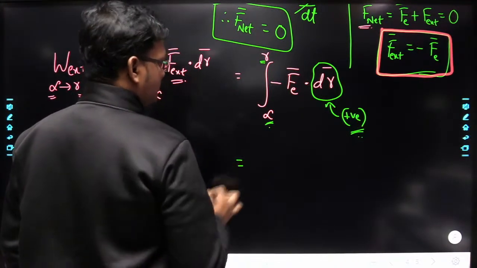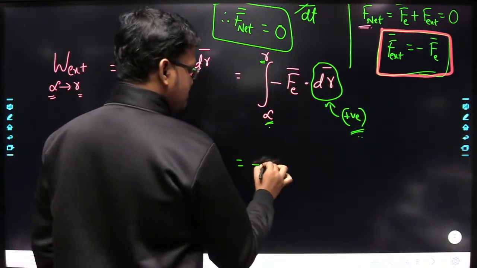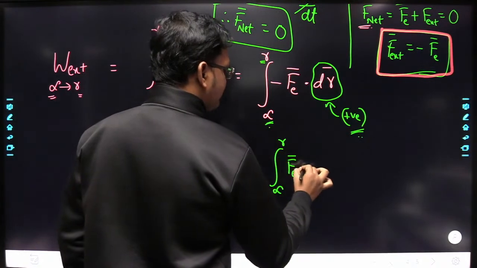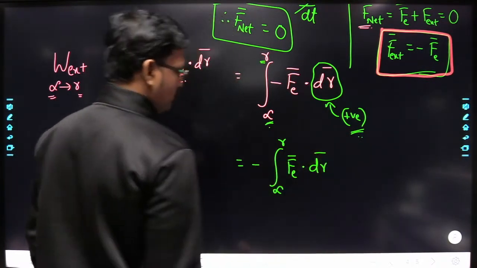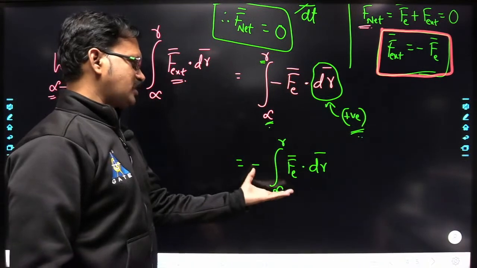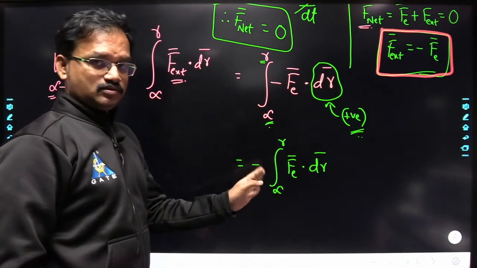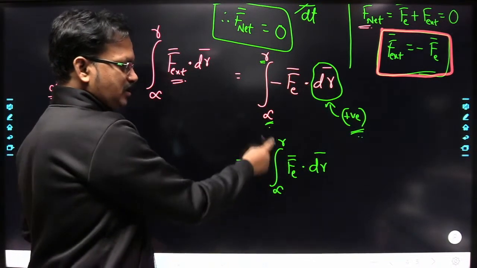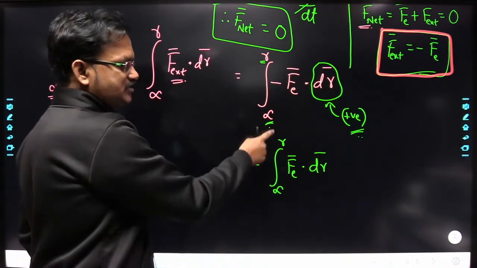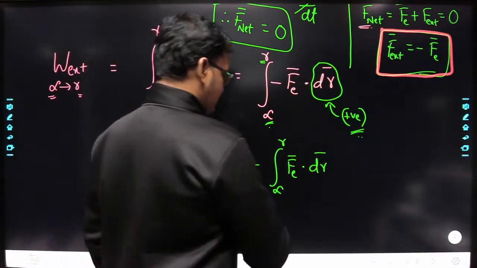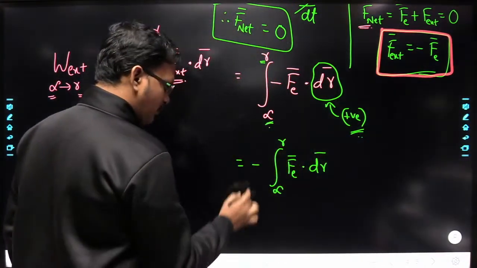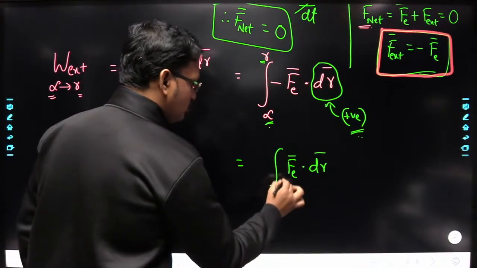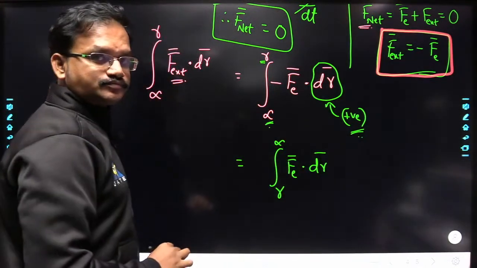So I can write this as minus of the integral from infinity to r of Fe dot dr bar. Now if I want to make this expression independent of the minus sign, what can I do? I can interchange the limits of this integration. So if I take out the minus, then I can interchange these limits as r to infinity.